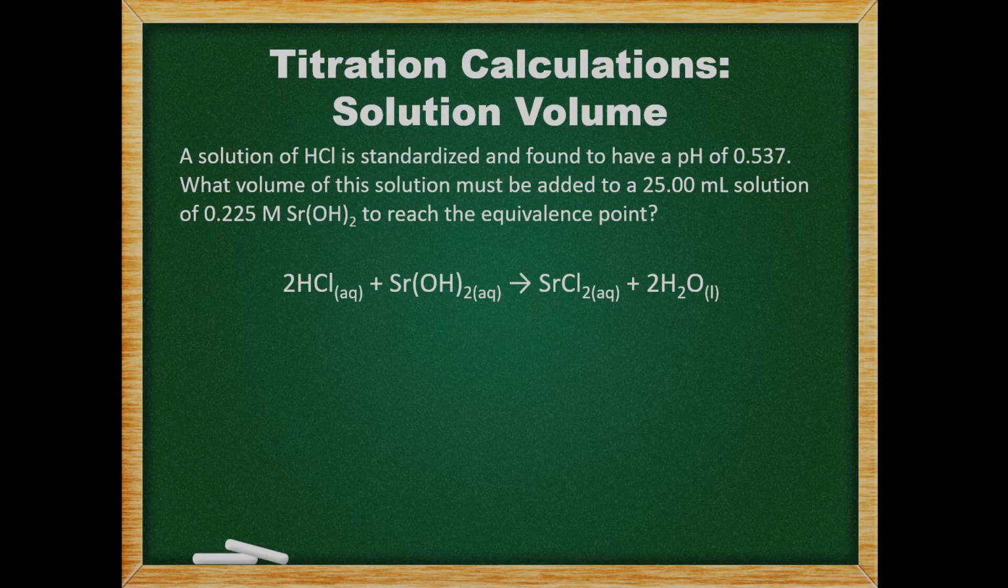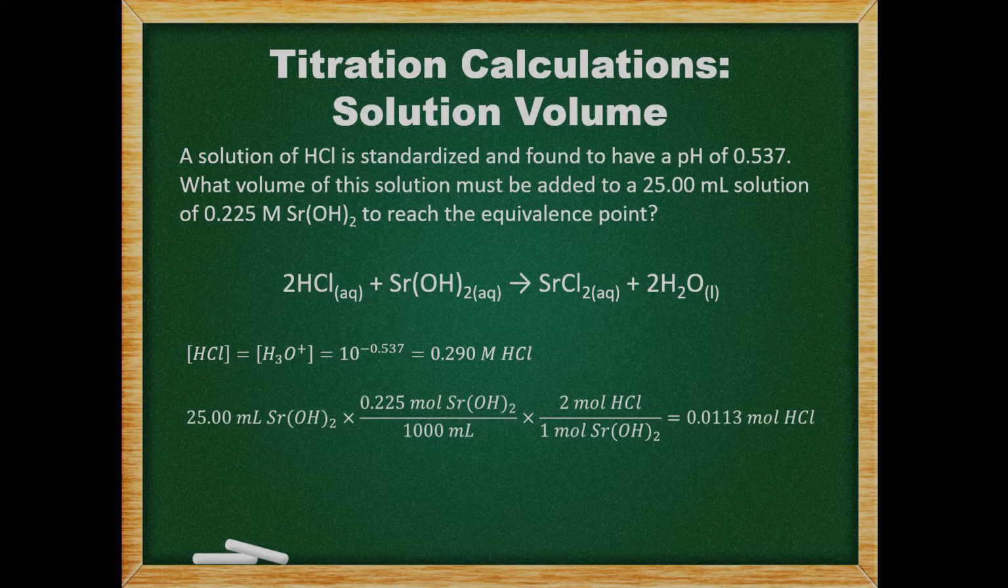Well, we can get the concentration of hydronium and therefore hydrochloric acid from the pH. We then convert the volume of strontium hydroxide to moles of HCl. Multiplying the moles of HCl by the inverse of the concentration we calculated in the first step provides our final answer.